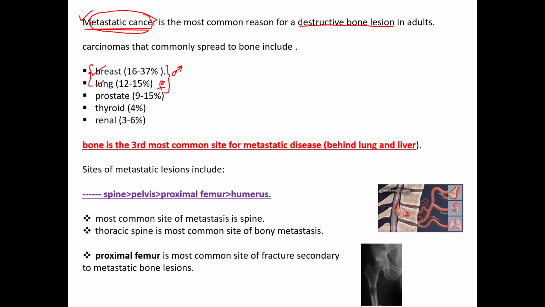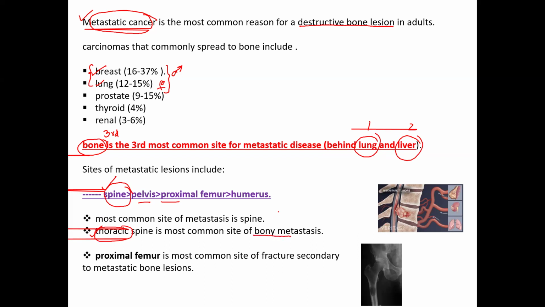And to know how frequently the bone is affected: bone is the third most common structure to be involved as a secondary, whereas lung is first and liver is second. So lung and liver, followed by bone, are the common sites for metastatic disease. Among the bones, the spine is the most common location for metastasis, followed by the pelvis and proximal femur. And among the spine, the thoracic spine is the common level where we have lytic lesions due to bone metastasis.